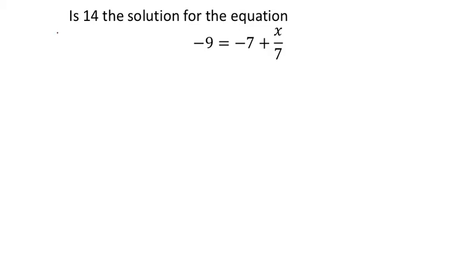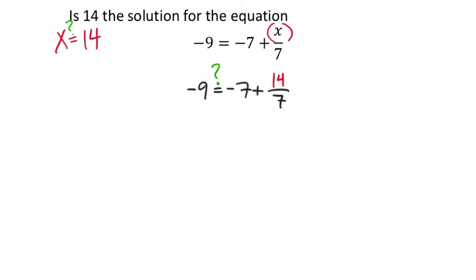So again, we're saying x equals 14. That's a question, by the way. There's my question mark over the 14. I don't know if it is. Let's go into the equation and figure this out. So I'm going to replace the x here with 14. So that would be 14 over 7. And remember, the fraction line there is a division sign, really. So we got negative 9 equals negative 7 plus now 14 over 7. But I don't know if this is true or not, so I'm going to put a question mark over the equal sign. And I'm going to check.